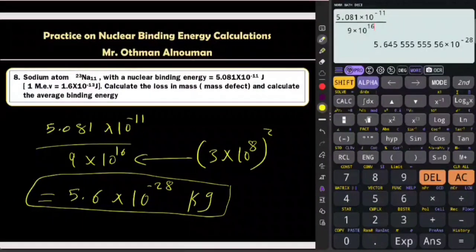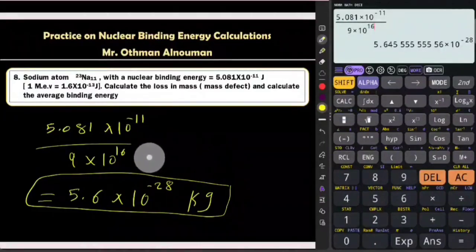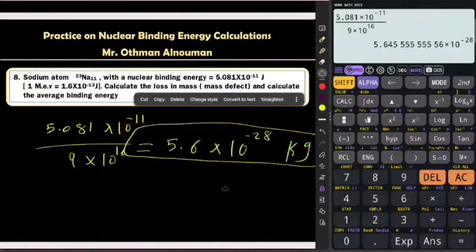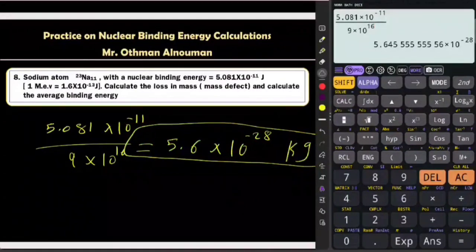Now it says calculate the average binding energy. So this is the mass defect. Now let's just erase this one from here and put this one here to have a space for the next part of the question. Okay. Now, this is the loss mass. It says calculate the loss mass. We got it. It says calculate the average binding energy. Now for the average binding energy, we are going to convert the binding energy to million electron volt.